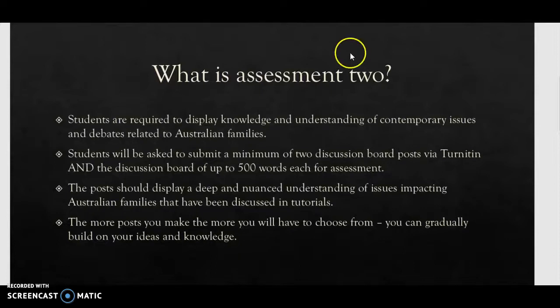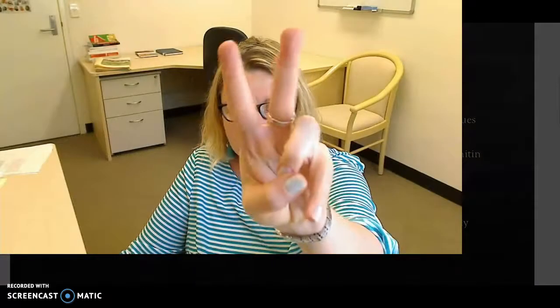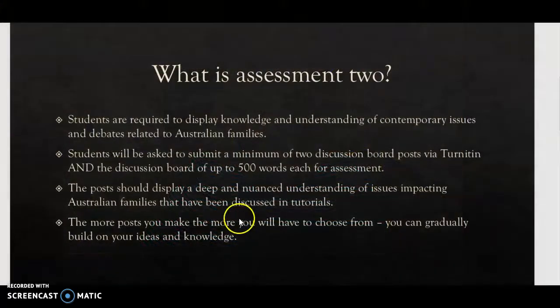So you need to submit two discussion board posts. Two is very important. And you will put them on the discussion board and in Turnitin. So that's important as well to remember that. There'll be 500 words each, or up to 500 words. You can have it less than 500 words if you feel like you've answered the debate or the question in that 500 words.